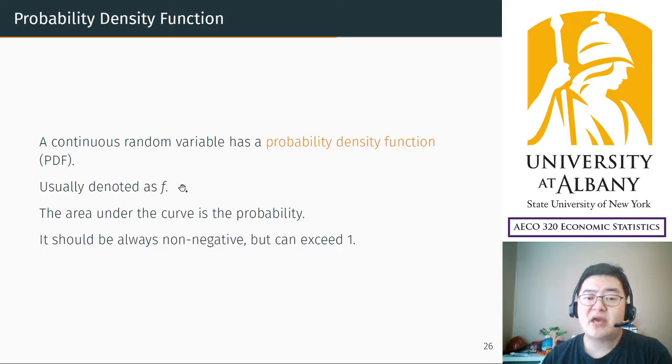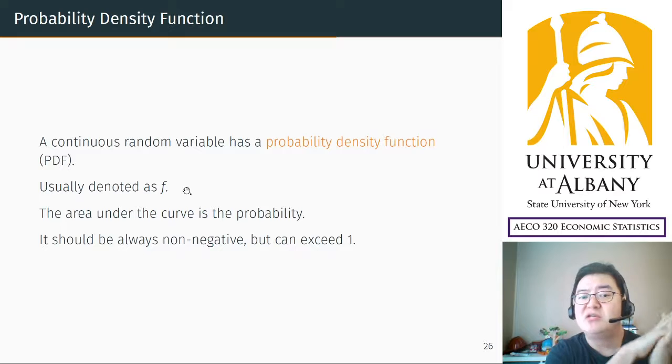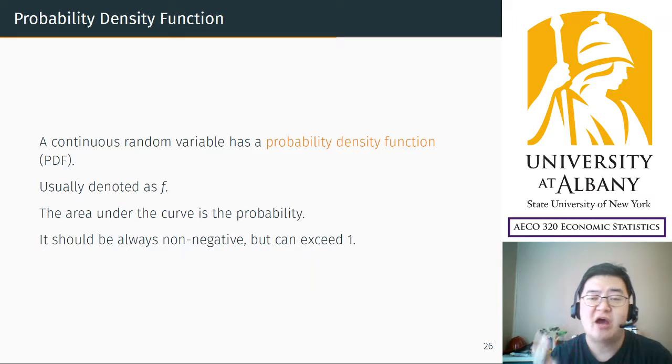Anyhow, the curve is called a probability density function, usually abbreviated into PDF, and usually denoted as lowercase f. CDF was denoted as uppercase F, but now PDF is denoted as lowercase f. And it is used to calculate the area below the curve. And of course, it should be always positive or 0, but what's tricky here is it can exceed 1. It is not exactly probability. That's the major difference.